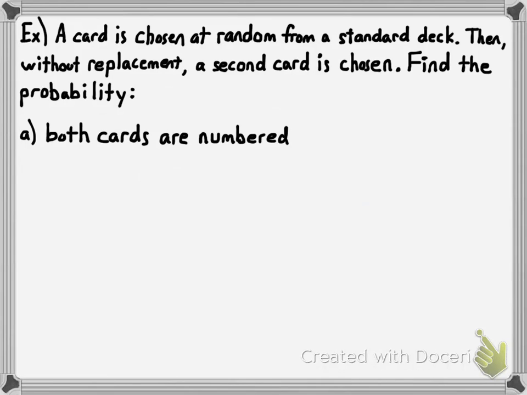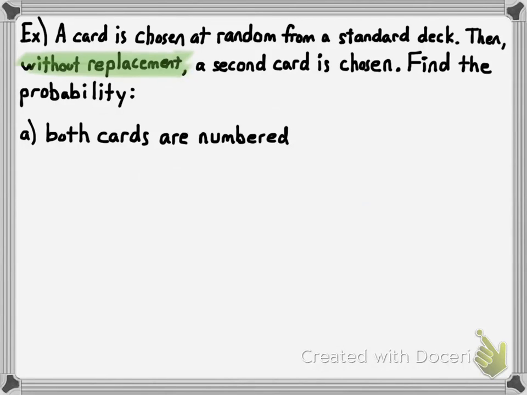This will be exactly the example I alluded to a moment ago. We're going to say that a card is chosen at random from a standard deck, and then without replacement, that's always a key term there, a second card is chosen. And we're going to first find the probability that both cards are numbered. Okay, so always pay attention to whether there's with replacement or without replacement anytime there's a repeated event that's occurring.